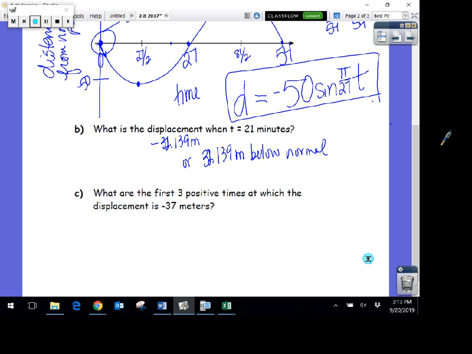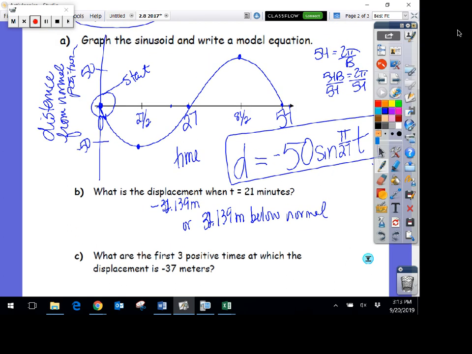All right, what are the first 3 positive times at which the displacement is negative 37? So again, think about our graph up here. Here is negative 37, so here's 1, here's 2. Well, I don't have another one. Well, I do. This graph keeps going, so I do have another one. It's just past 54. So we should have an idea of what our answer should be according to our graph: something less than 13, something a little less than 27, something bigger than 54. Those should be our answers. They're going to make sense. If your answer doesn't make sense.